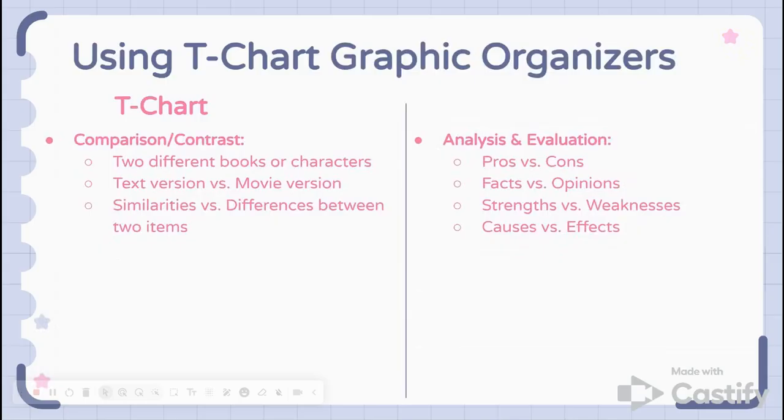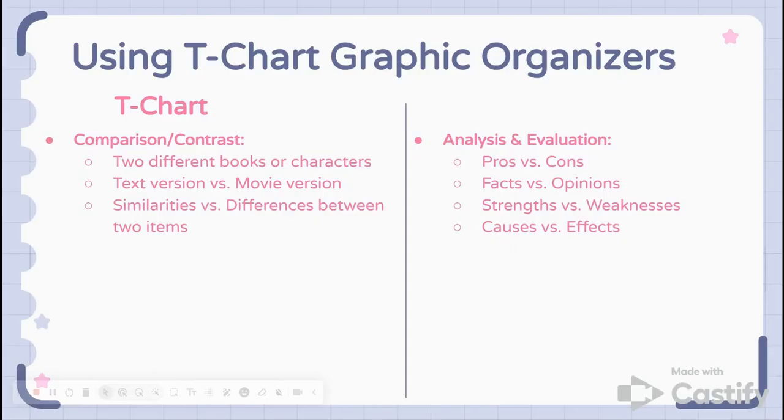Some ideas for using the T-chart graphic organizer may be to compare and contrast. You can take two different books, characters, or historical events. Maybe compare and contrast the text version versus the movie version of a story. Or similarities versus differences between two items.